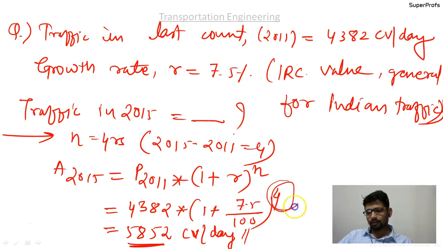Usually the anticipated traffic is for the design life period. Such examples we will take in the next lecture. So we now stop here, and in the next lectures we will discuss the further concepts of flexible pavement design.